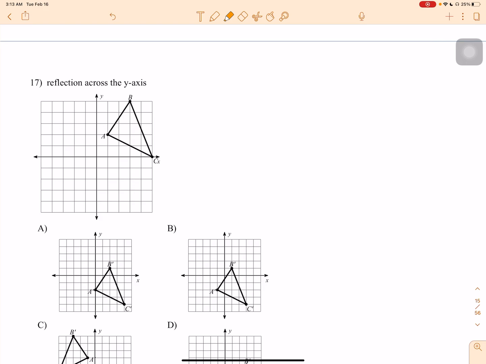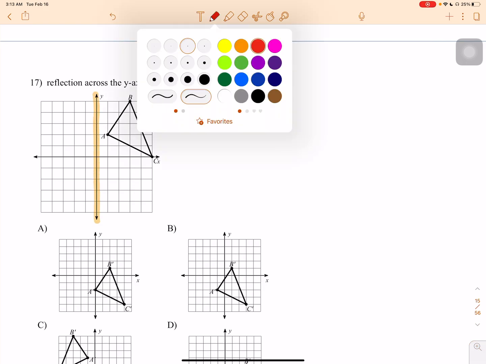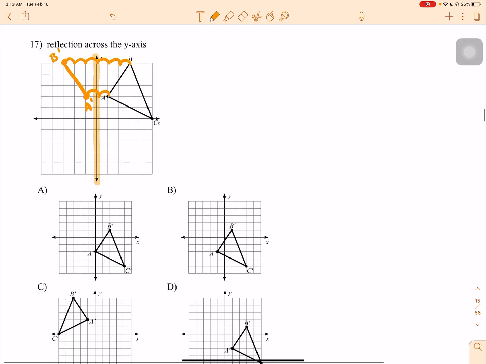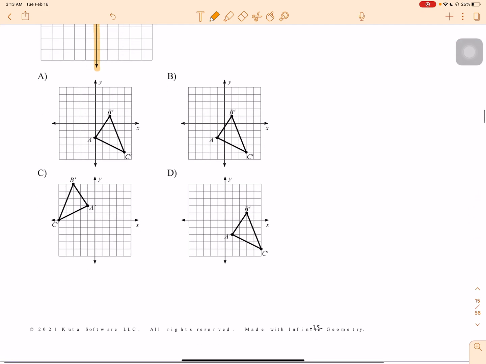Reflection across the x-axis. So I'll help you get started, but then you need to do the rest. So here, we'll do A first. A is 1 unit away from the line of reflection. So A prime must also be along the same line 1 unit away from the line of reflection. Same thing for B. If B is 3 away from the line of reflection, B prime must be 3 away from the line of reflection. And you could keep on going and then connect the rest of your triangle. So see what you get for number 17. Do the rest of it on your own, okay?